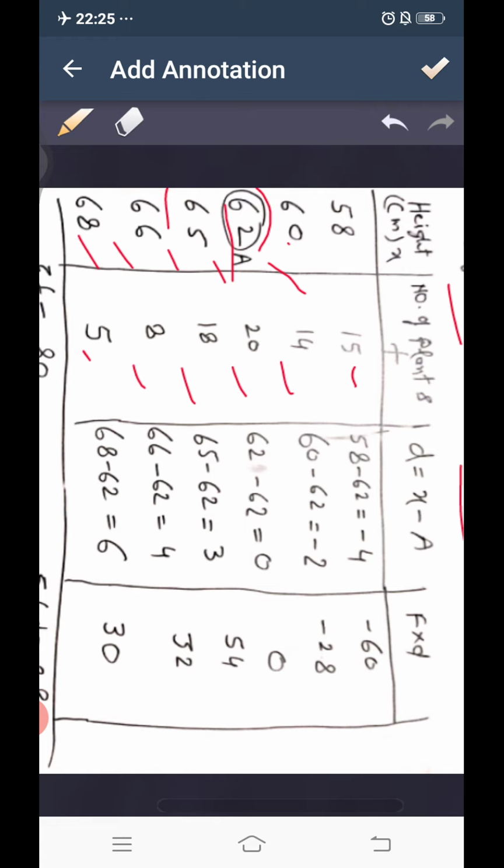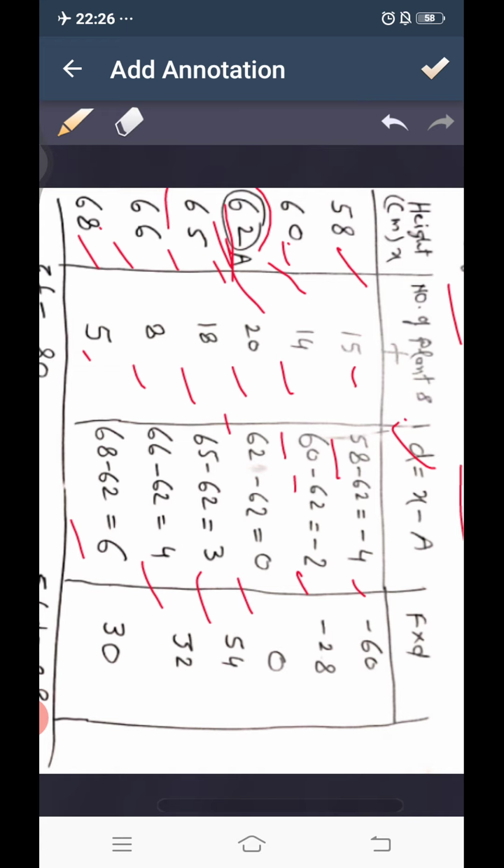Now we will find out D. D is deviation. How do we find it? X minus 62. So 58 minus 62 we get minus 4. Then 60 minus 62 we get minus 2. Again 62 minus 62, that is 0. 65 minus 62, that is 3. Then 66 minus 62, 4. And 68 minus 62 equal to 6. So like this we have got all the deviations D.